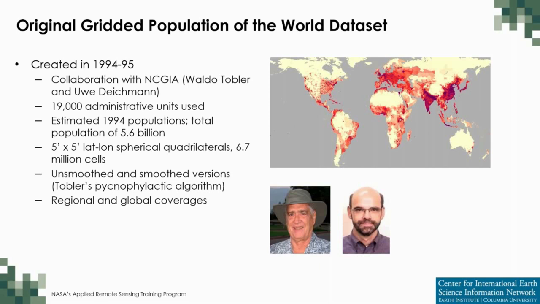Back then, geographic information system technology was just getting started. We, working with Uwe Dijkman, who's also pictured here, pulled together administrative boundaries for about 19,000 units and corresponding populations and created the first version of GPW.